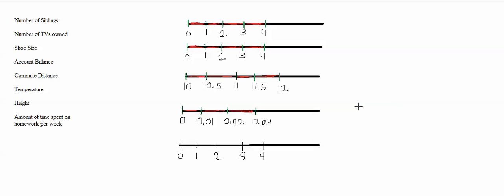Or a person's commute distance could be out here somewhere, and it could be 3.157 miles or 3.152 miles. So there doesn't have to be only 2 digits after the decimal point. There could be 3 digits after the decimal point. For example, out here, if we extended the number line, we would have 3.01 and 3.02 miles.